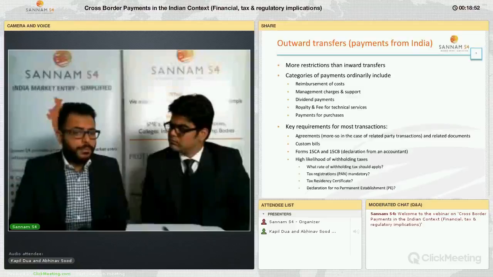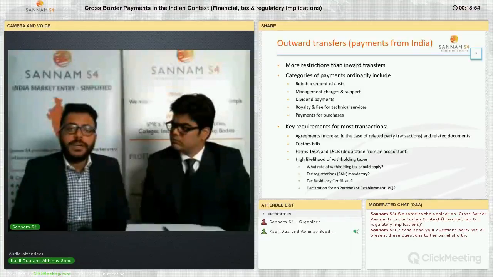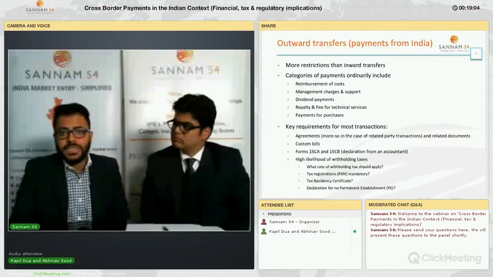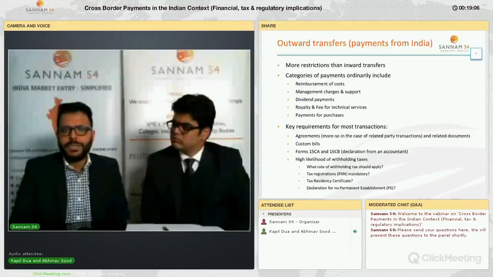Sometimes I've seen that it's very difficult to keep track of each import. And when we sit down with the bank to make a payment, they will say, look, we cannot make the payment because the custom documents are not proper. So on what basis should we make the payment? It's important to keep track of all the custom documents.